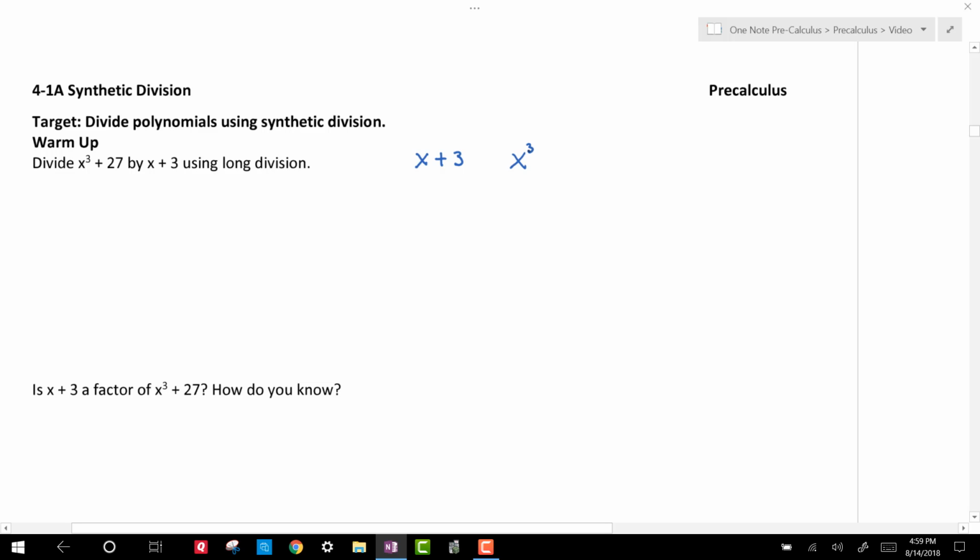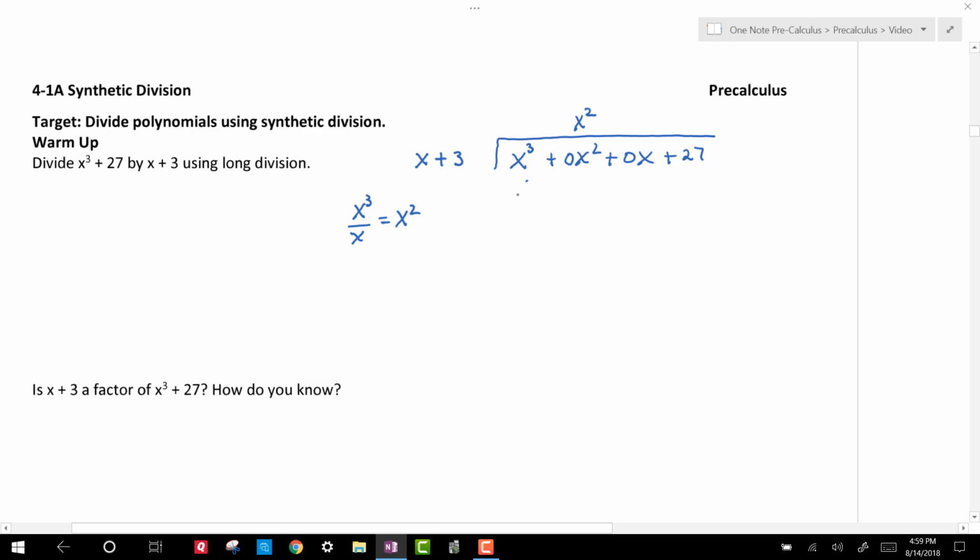So yesterday we talked about the fact that if we're missing a squared term or a first degree term, or if anything in between the highest degree and the last number is missing, we just put in zero values. So I'm going to do a 0x squared plus a 0x and then plus 27 here, and we're going to go ahead and divide. The whole idea here is to take the lead term on the inside divided by the lead term on the outside. That's x cubed divided by x, so that's going to give me x squared. That's going to be my first term up on top here, x squared.